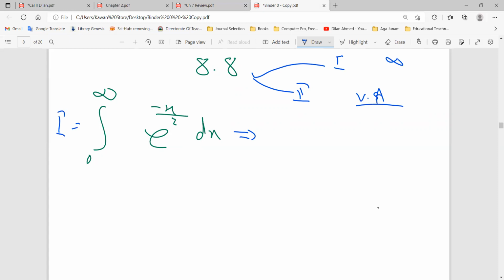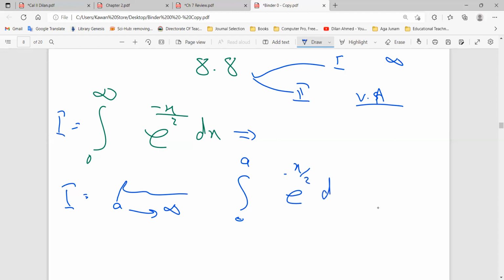So I say I is equal to... First of all, change this one to an easy one. Forget about infinity. Make a limit to change the improper integral to a proper integral. For example, if you are not good at limits and you don't try to review them, at least solve the integral, then leave the limit for the last step.